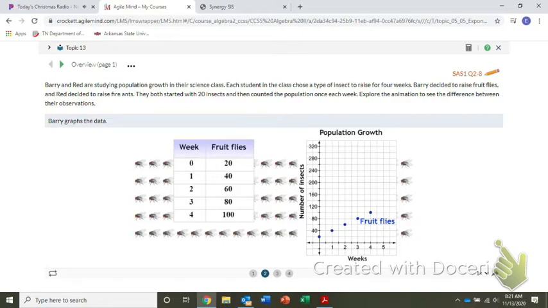What kind of line is this? It's a linear line, okay? That's because, what are they doing each time? They have a constant what? They have a constant addition.